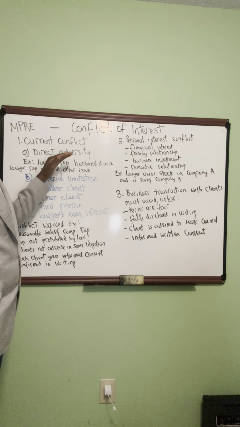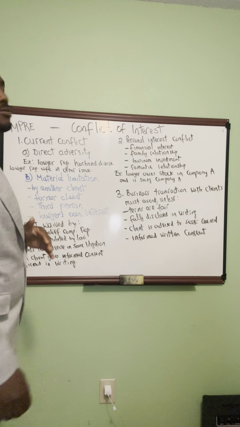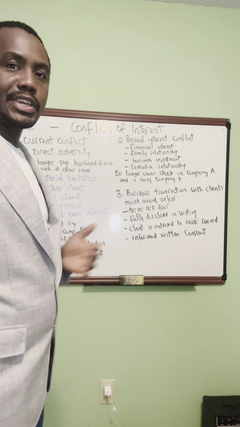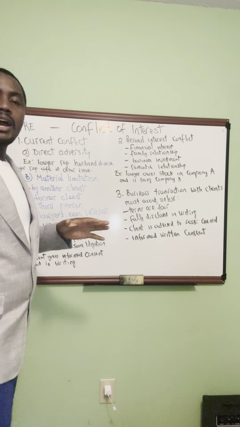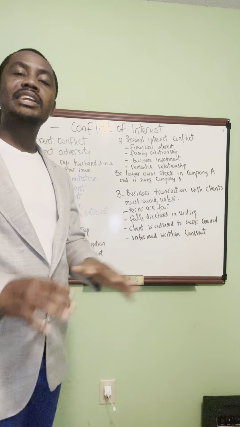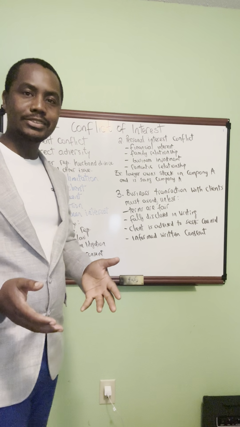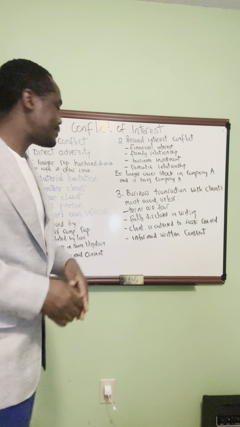Direct adversity conflict is if a lawyer, for example, represents a husband on a divorce case against his wife, and the very wife wants the lawyer to represent her on an unrelated matter. There is a conflict of interest there because the lawyer's loyalty towards both will be divided.